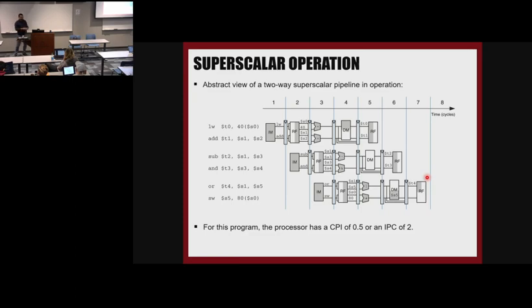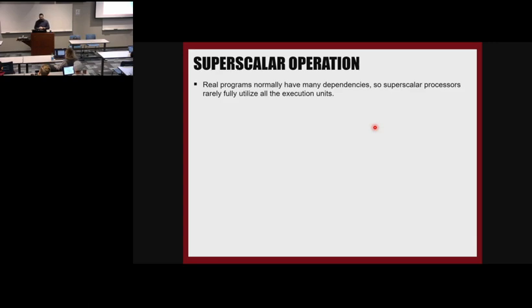Okay, that's the ideal case. If we can get an IPC of 2 in a two-way superscalar processor, we're good. That's the maximum speed that we can achieve, right? But that can't always happen, and we know why, because there are dependencies, right? We have superscalar processors, and inside the superscalar processor, we want to execute code that has dependencies.